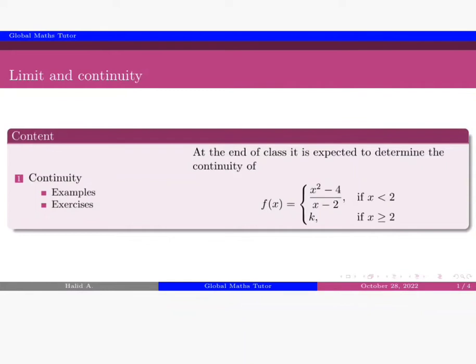In this video we are going to see how to find whether a function is continuous or non-continuous. So we will discuss the continuity of functions. At the end of the class, it's expected that you can determine the value of k if the function f of x given by this one is continuous.